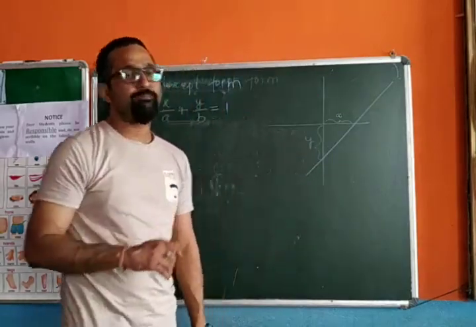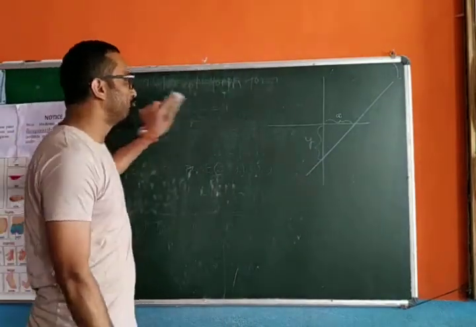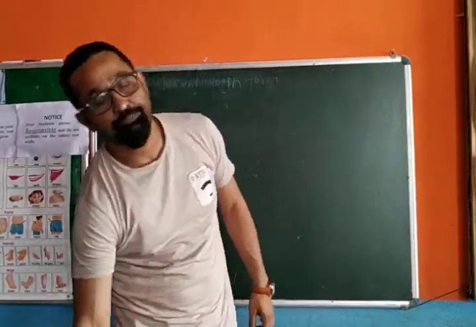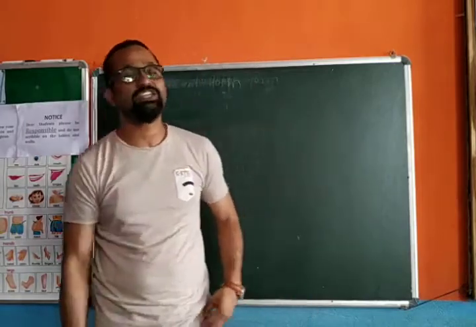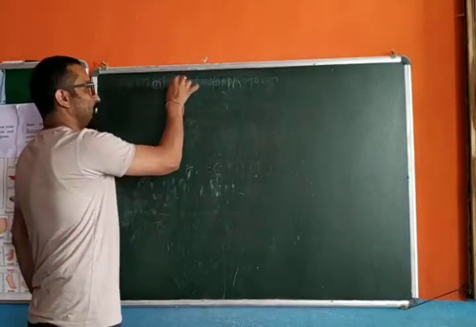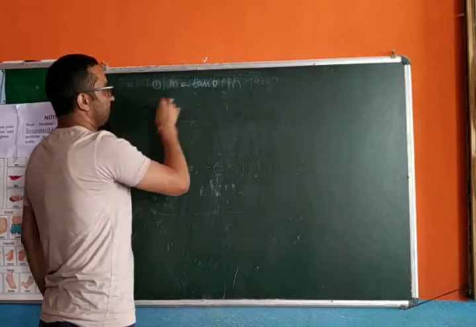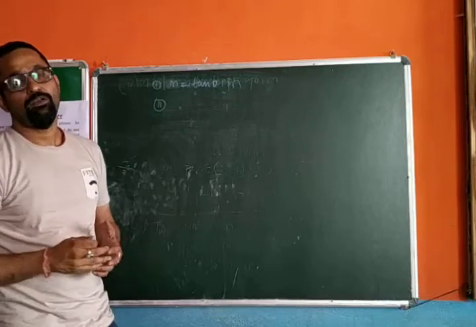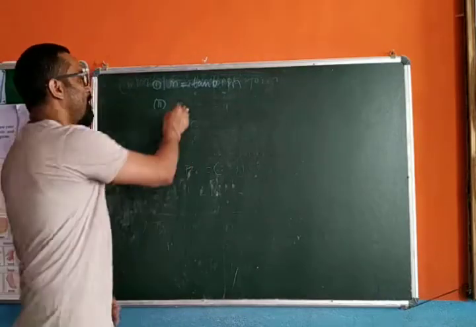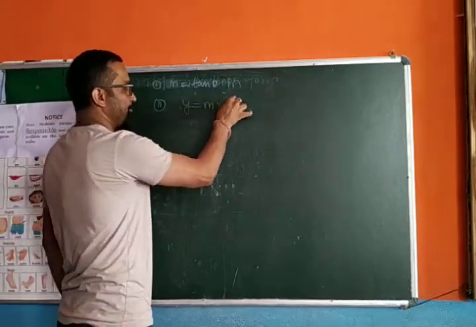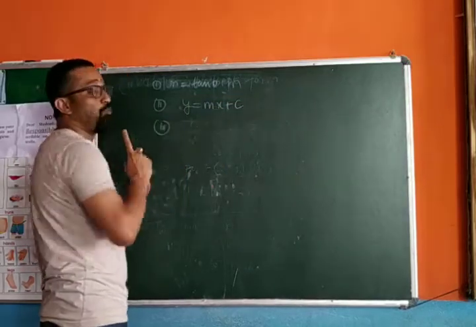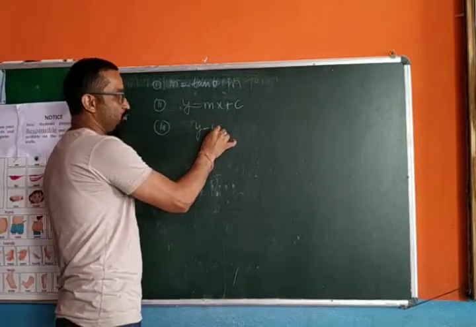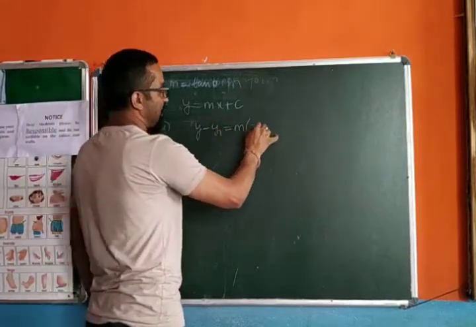So please do remember there are five important formulae. The first one is to calculate slope, m equal to tan theta. Second one is called slope intercept form, y equals mx plus c. Third one is 1 point slope form, y minus y1 is equal to m bracket x minus x1.